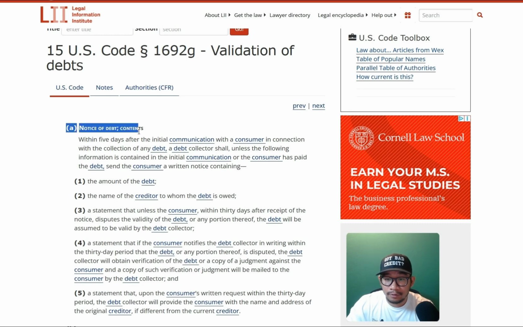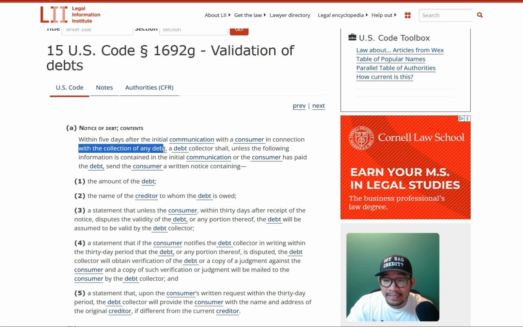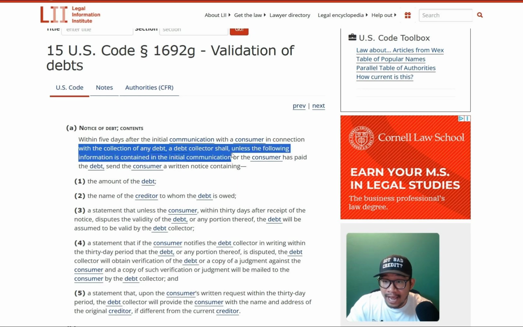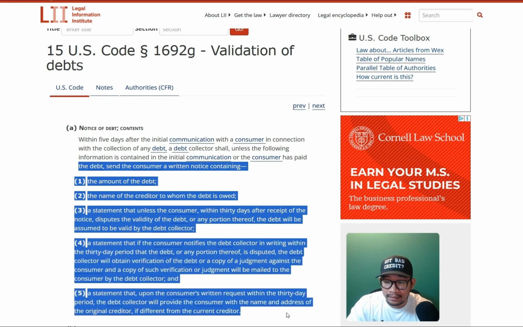All right, let's read this. Notice of debt. Within 5 days after the initial communication with a consumer in connection with the collection of any debt, a debt collector shall, that's the key word, shall, unless the following information is contained in the initial communication or the consumer has paid the debt, send the consumer a written notice containing the following things.